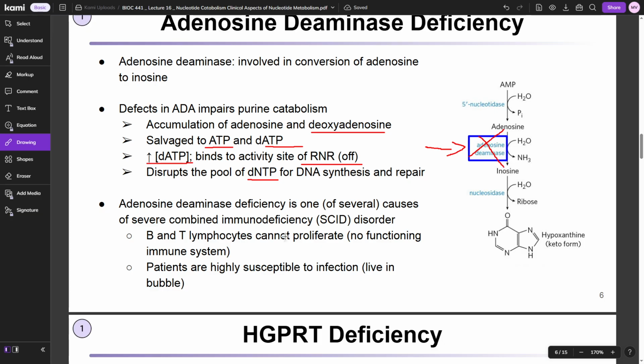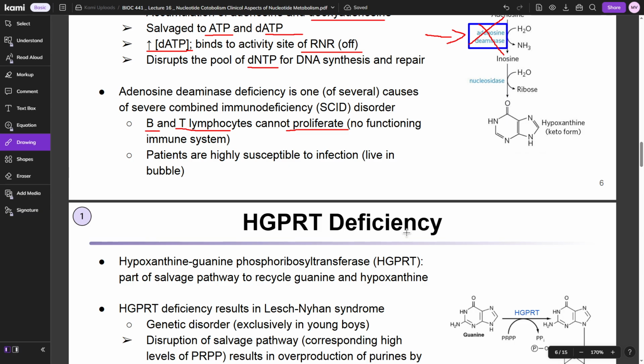And so there's a whole bunch of other things, like it causes a severe combined immunodeficiency disorder, and these B and T lymphocytes aren't able to proliferate. They're not able to replicate and stuff like that because this adenosine deaminase is broken, and so we're not able to generate nucleotides, and so we're going to die that way.